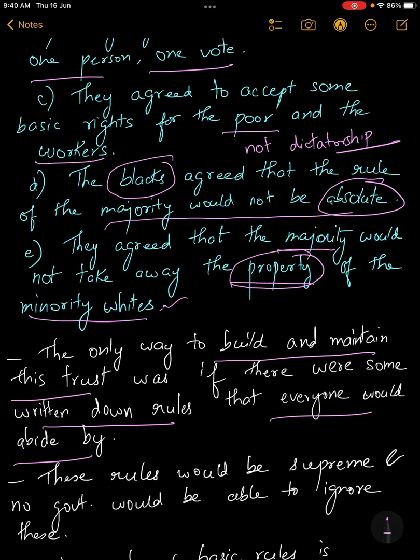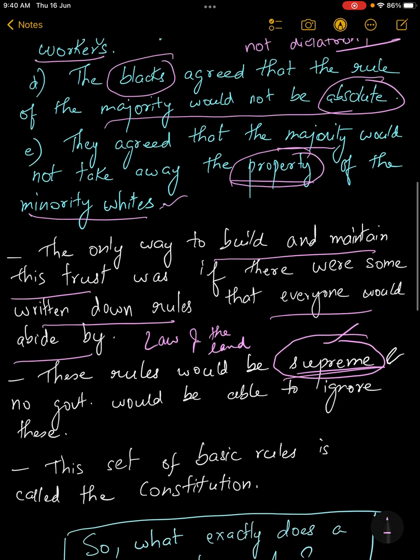And what are these rules? These rules would be supreme, that no one would be able to ignore, that no one will be able to challenge, that no one will be able to rubbish away, or think of as something that is not worth considering. These rules would be supreme. They would be the law of the land, so to speak.